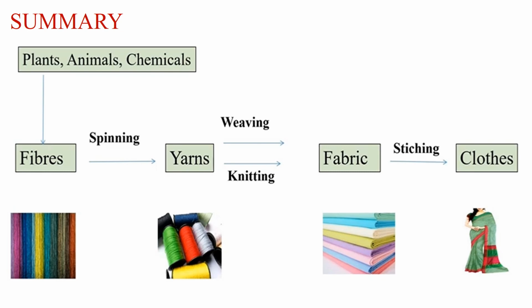So this chart summarizes the entire chapter. The fibers which are obtained from plant, animal or chemical sources after spinning are converted into yarns. Yarns are converted into fabric by weaving and knitting, and ultimately fabrics are converted into clothes by stitching.